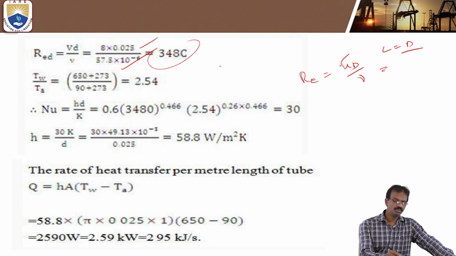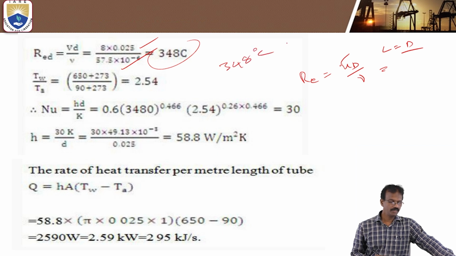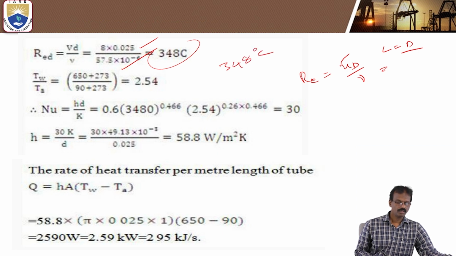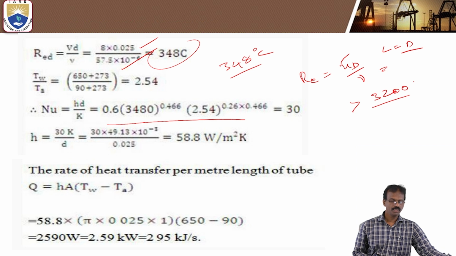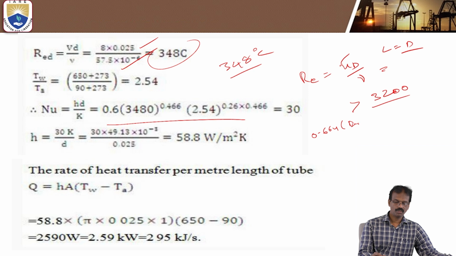So then the Reynolds number is equal to 348. So then, okay, TW, TS. Then you can take this formula, because this is less than 3200, so this is laminar flow. For laminar flow, this is the formula: 0.66 into Re to the power of 0.5, into Prandtl to the power of 1/3. So just like this, these are the formulas you can take.